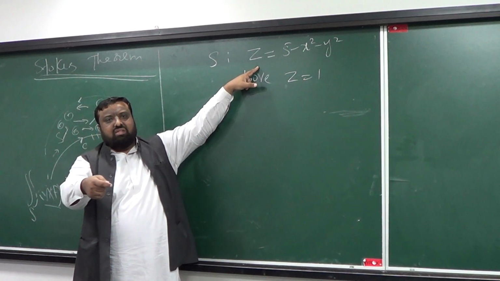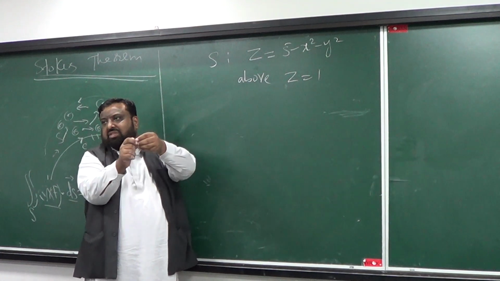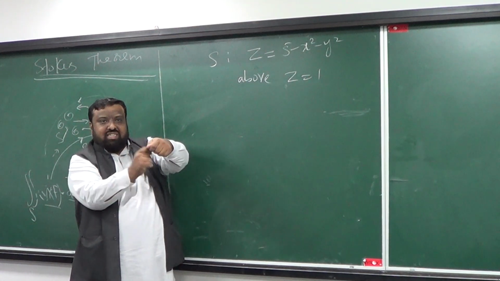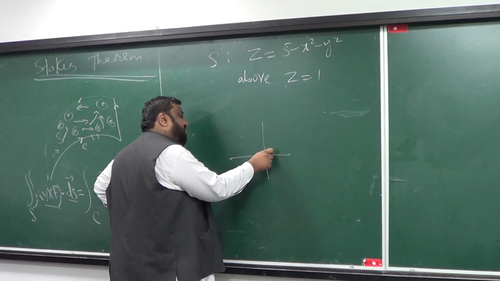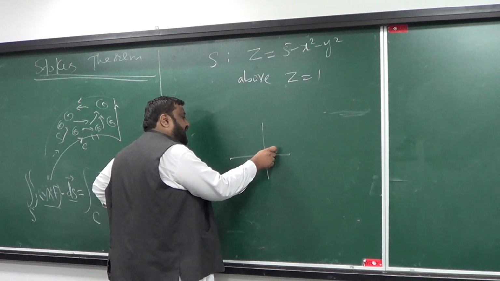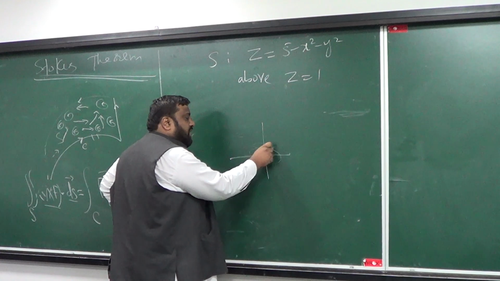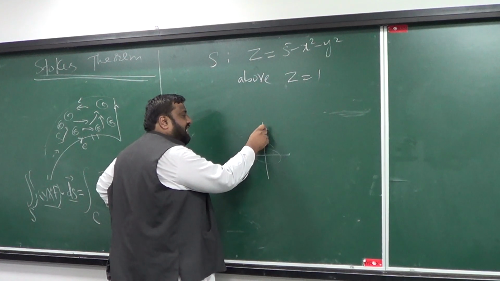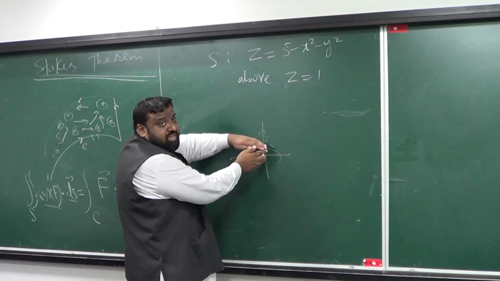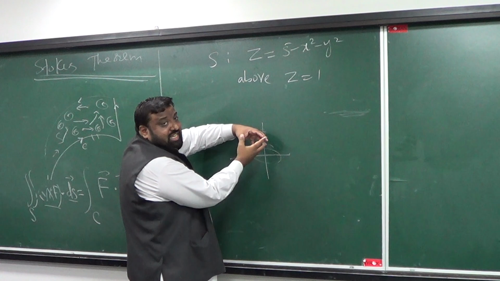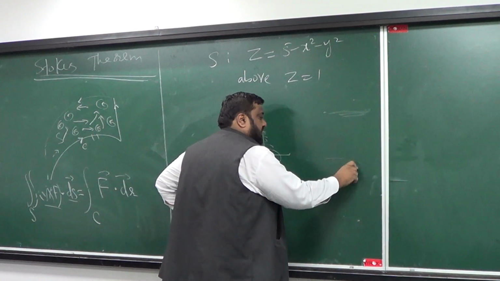Square root of 4 means it's going to be 2 actually. So can you think about what is happening? At z equal to 0, you have a bigger circle. At z equal to 1, you have a relatively smaller circle. So what is happening is that you have a number of circles placed on each other, creating a picture like this.